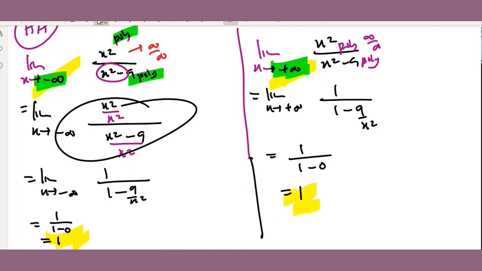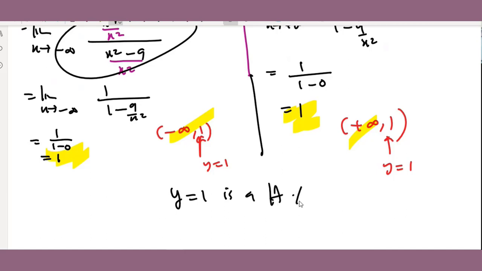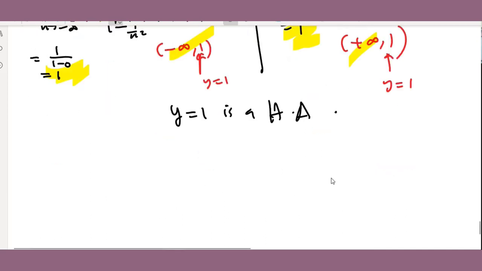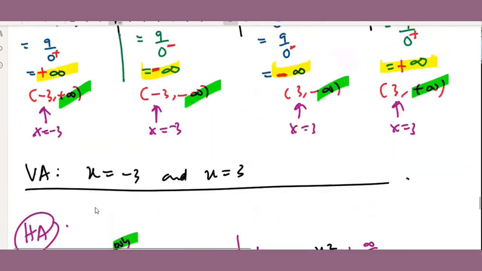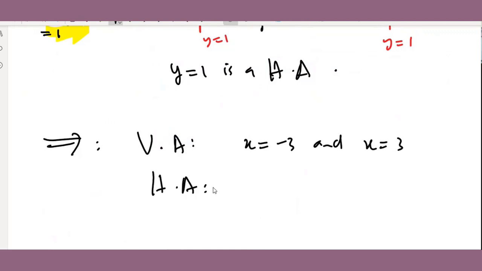Check the x value and y value. So negative infinity gives 1, positive infinity gives 1. So y is equal to 1. Check, this is the infinite sign, confirmed. Okay, y is equal to 1 is a horizontal asymptote. And then the conclusion for this question: vertical asymptotes at x equal to negative 3 and x equal to 3, and the horizontal asymptote is y equal to 1.